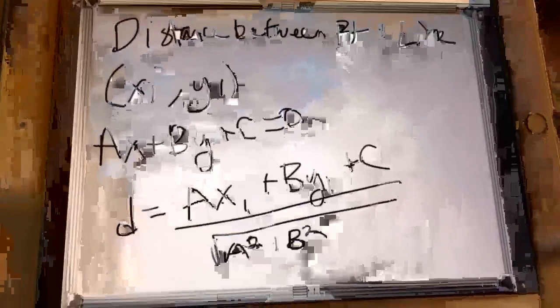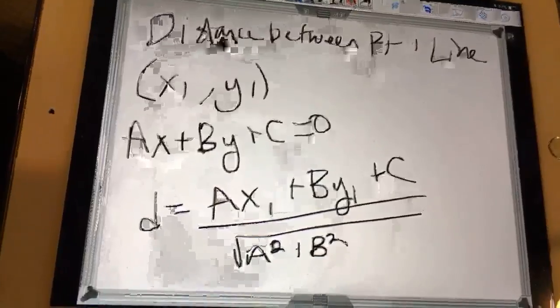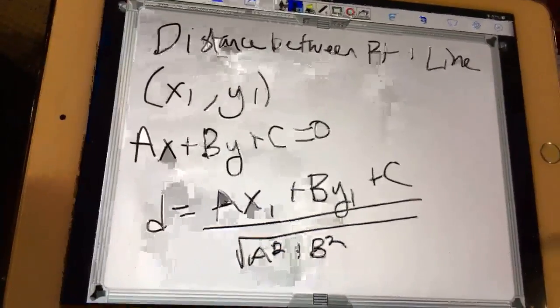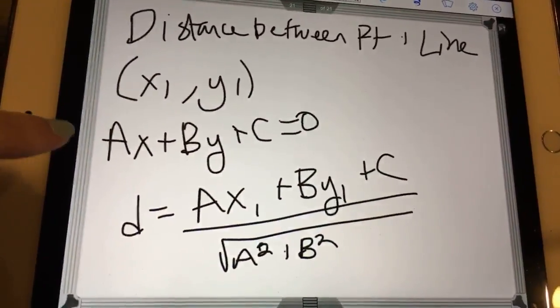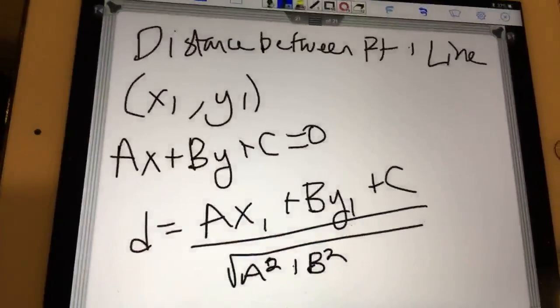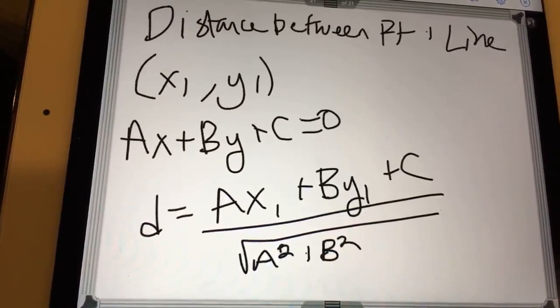Okay? So again, you find a point on the other line, and it's easiest if you find a y-intercept. All right? You have to put the line in standard form, and then you use that formula. Okay?